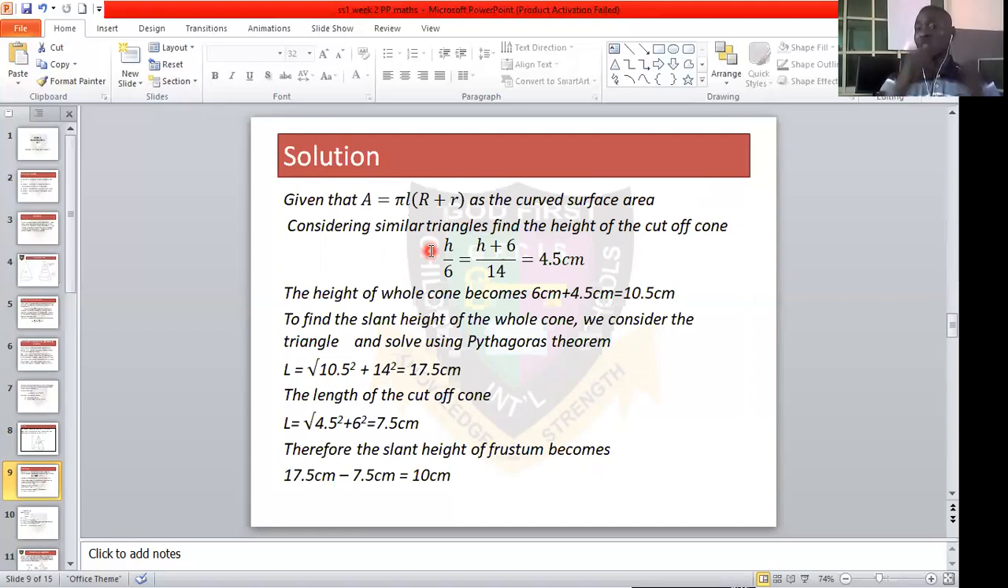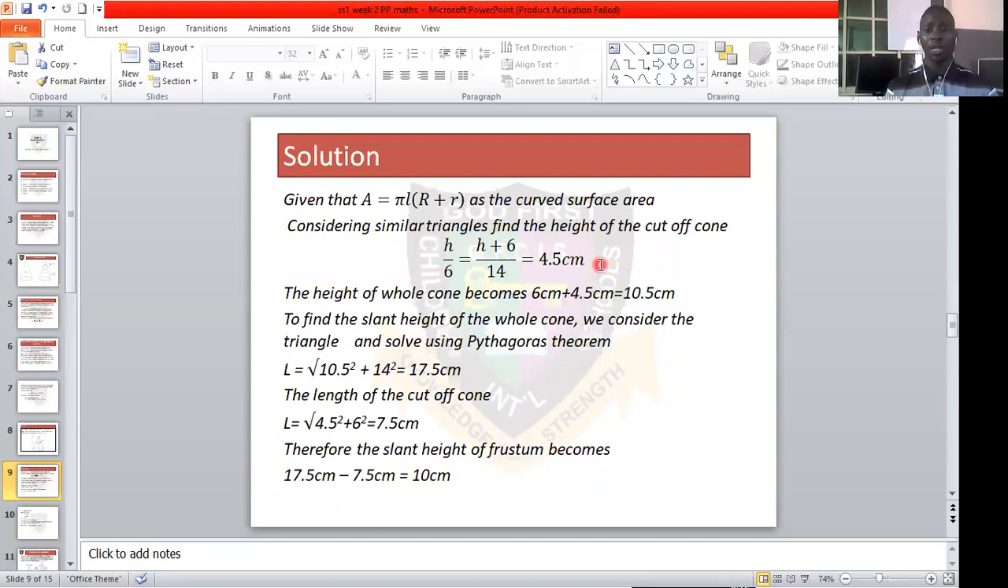Similar triangles. That is, we relate the height to the height and the radius to the radius. The height of the smaller cone is h, and the radius of the smaller cone is 6, equals h plus 6, which gives capital H, the height of the whole cone, over 14, which is the radius of the base of the cone. If you solve all through and make h your subject of the formula, you get 4.5 centimeter.